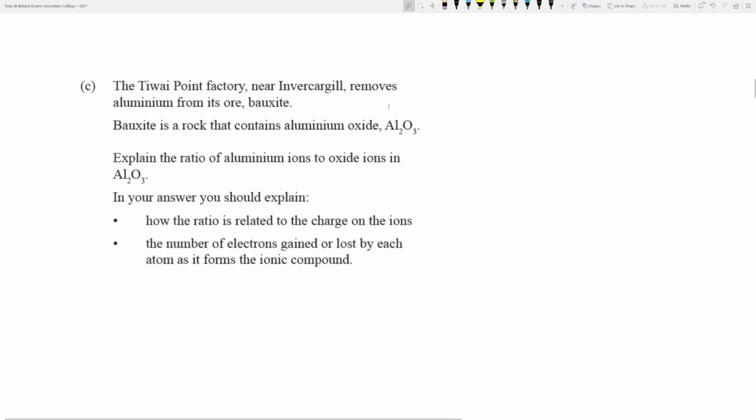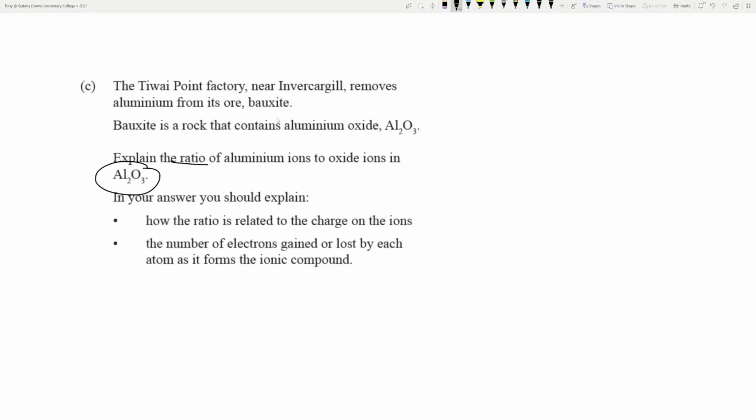Now the next one, the Ty point factory. This is extracting aluminium, so explain the ratio. When you're doing the ratio question, you always need to cover these 2 following aspects. If you cover one of them, you get merit. If you cover both of them, you get excellence.